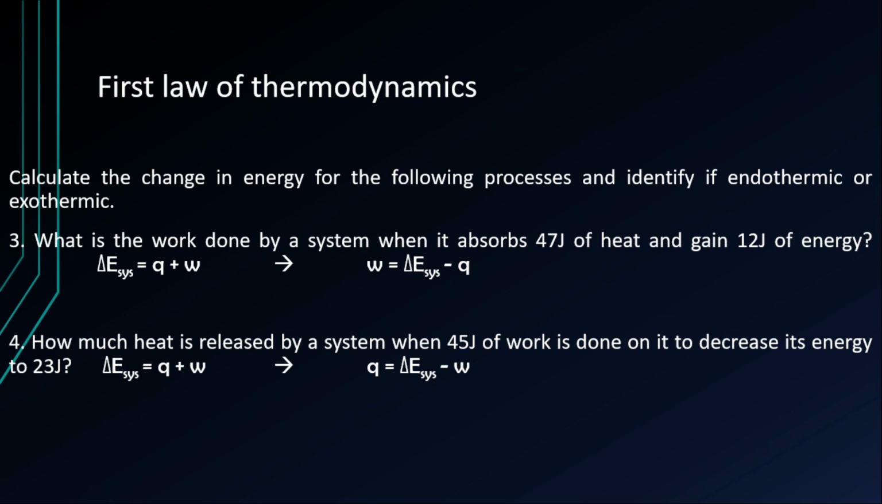Now for the answers. So number 3 is negative 35 joules. Number 4 is negative 68 joules. So since this is negative, this is exothermic, as well as number 4. It is also negative, kaya it is also exothermic.